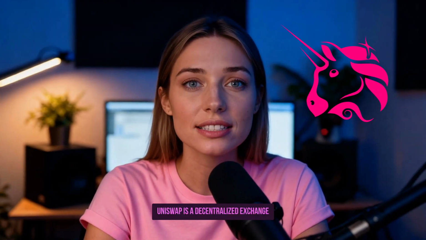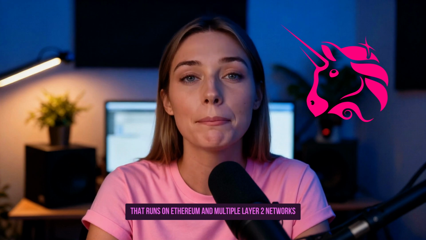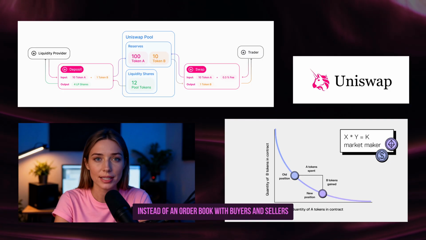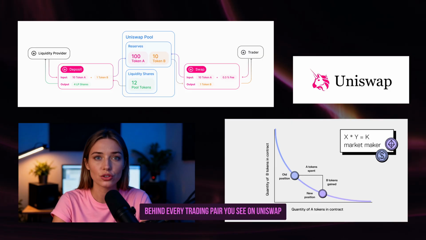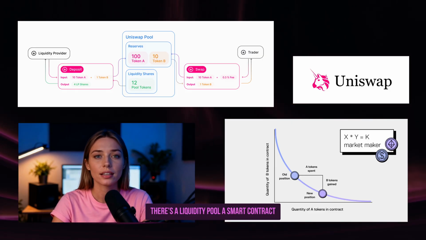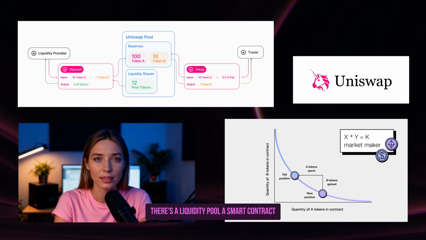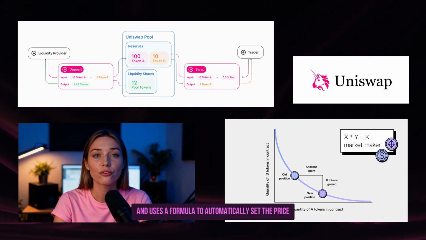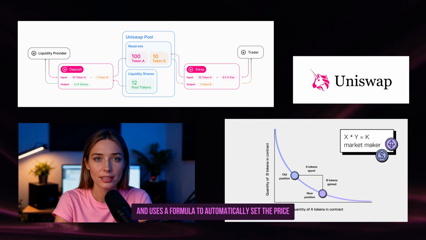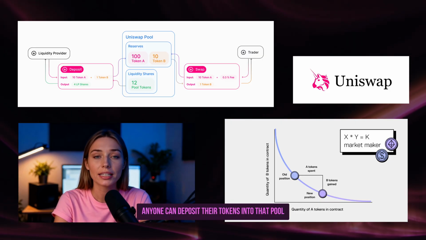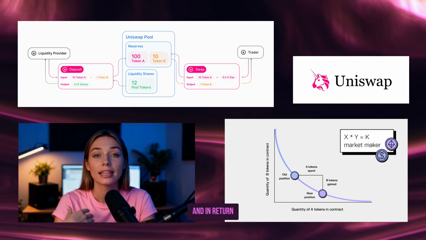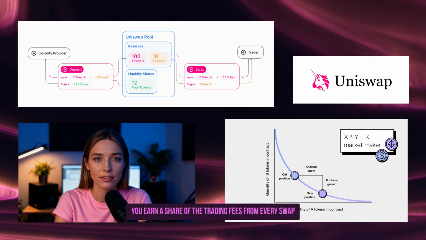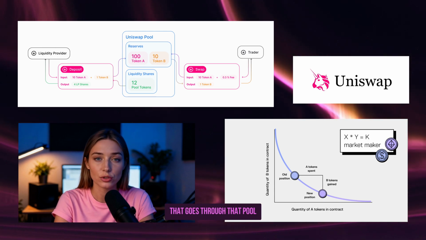Uniswap is a decentralized exchange that runs on Ethereum and multiple layer 2 networks. Instead of an order book with buyers and sellers, it uses something called an automated market maker. Behind every trading pair you see on Uniswap, there's a liquidity pool, a smart contract that holds 2 tokens and uses a formula to automatically set the price and execute swaps. Anyone can deposit their tokens into that pool and become a liquidity provider. And in return, you earn a share of the trading fees from every swap that goes through that pool.